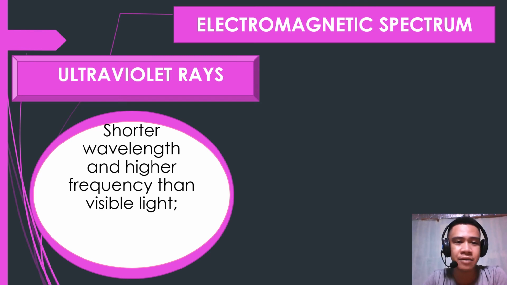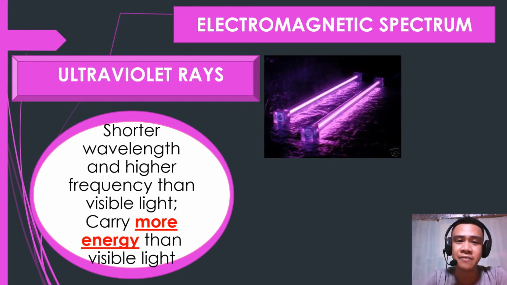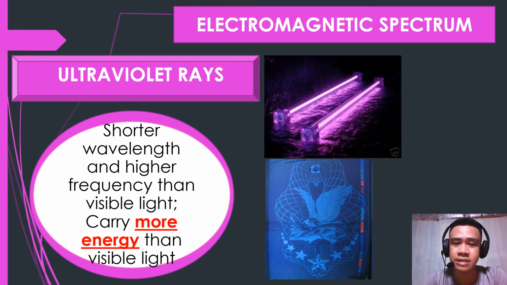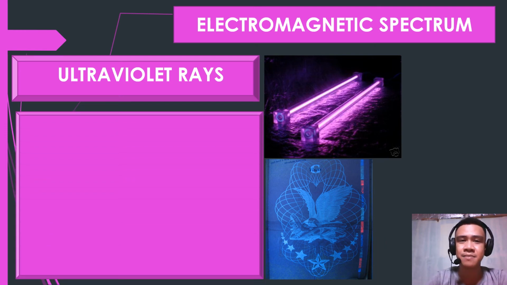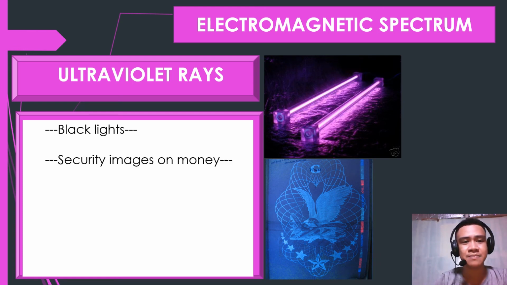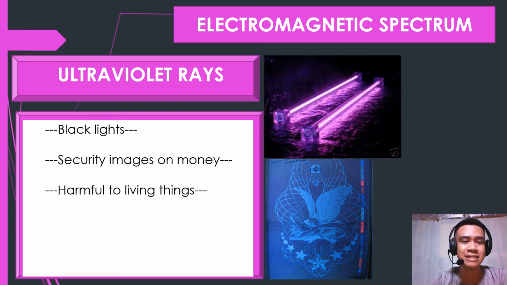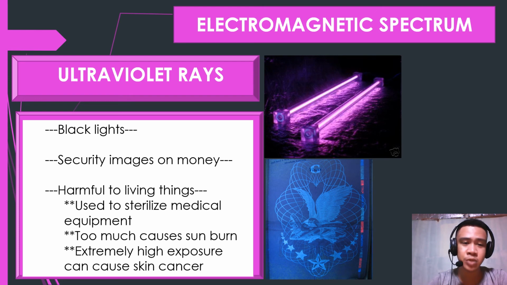Ultraviolet rays have a shorter wavelength and higher frequency than visible light, and they carry more energy than visible light. Okay, when do we use ultraviolet rays? Ultraviolet rays can be used in black lights and security images on money. They are harmful to living things and also used to sterilize medical equipment. Too much causes sunburn. Extremely high exposure can cause skin cancer.